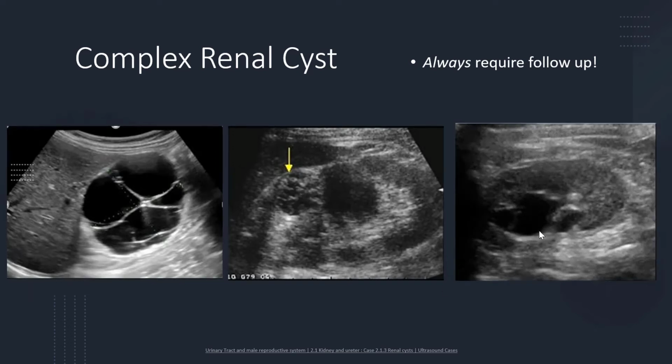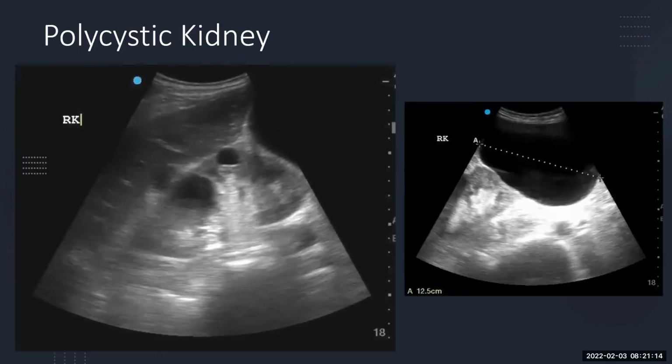And then here is a little bit more subtle, but you'll see that the contours and kind of the wall of the cyst is not perfectly circular. Complex cysts always require follow-up with nephrology to have serial monitoring for their diagnostic workup. So if you ever see one of these, it's important to mention it to the patient so that they do get that appropriate follow-up. And then next up, we have a polycystic kidney.